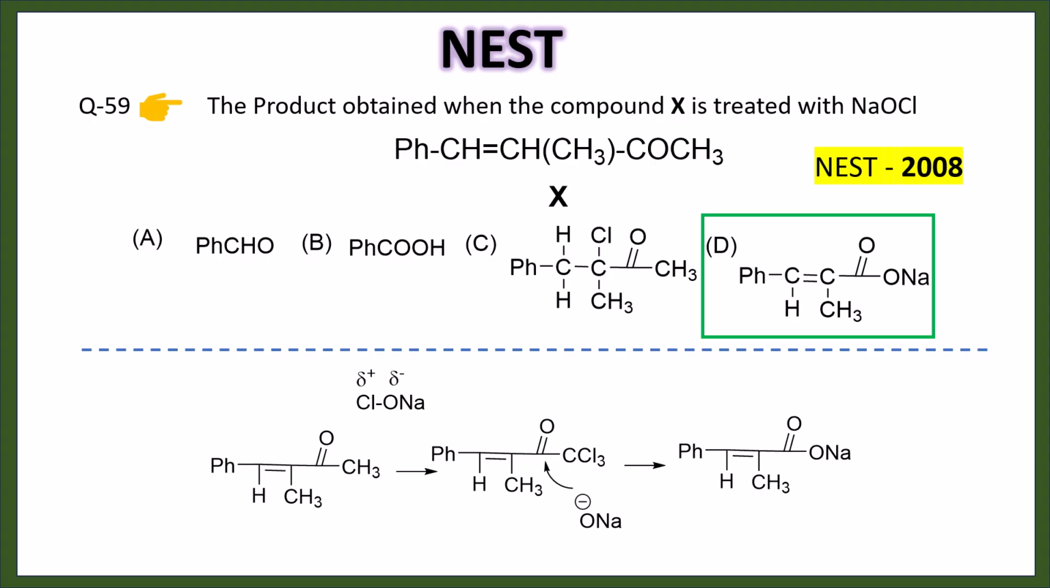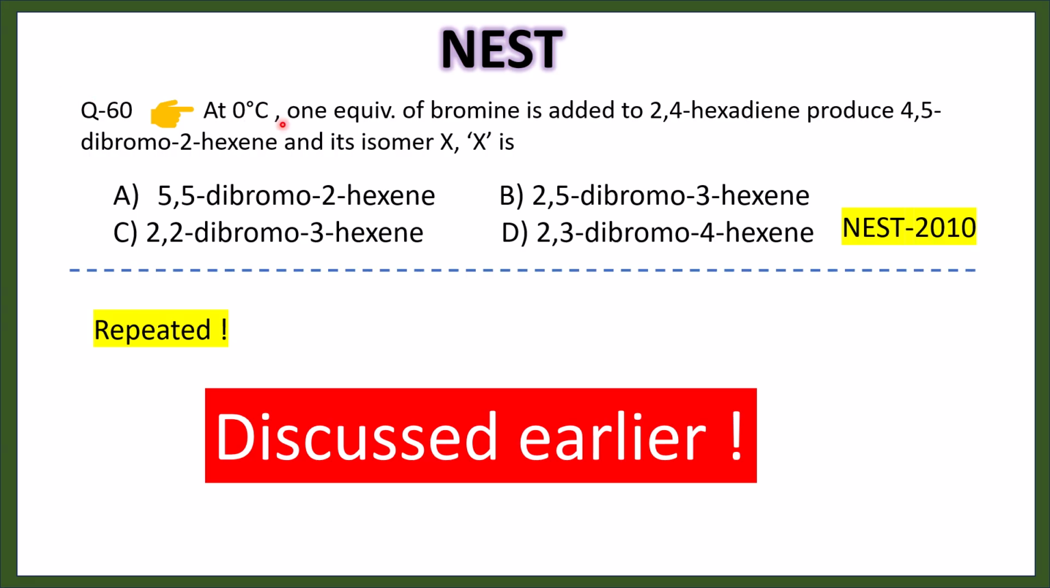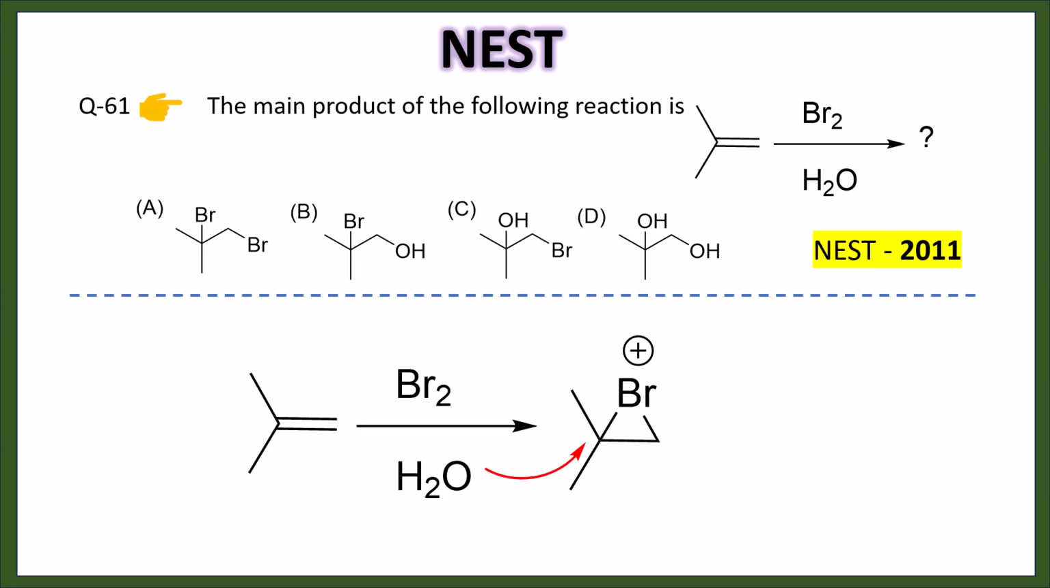Now question number 60. At 0 degrees Celsius, one equivalent of bromine is added to 2,4-hexadiene, producing 4,5-dibromo-2-hexene and its isomer X. This was discussed earlier, a repeated question. Here the answer is this one. Now question number 61. The main product of the following reaction is asked. Here is bromine water addition, and initially a cyclic bromonium intermediate forms. Further, water, which is in excess, acts as a nucleophile and adds to the center where the stability of the carbocation is more. So here the correct option is this one.